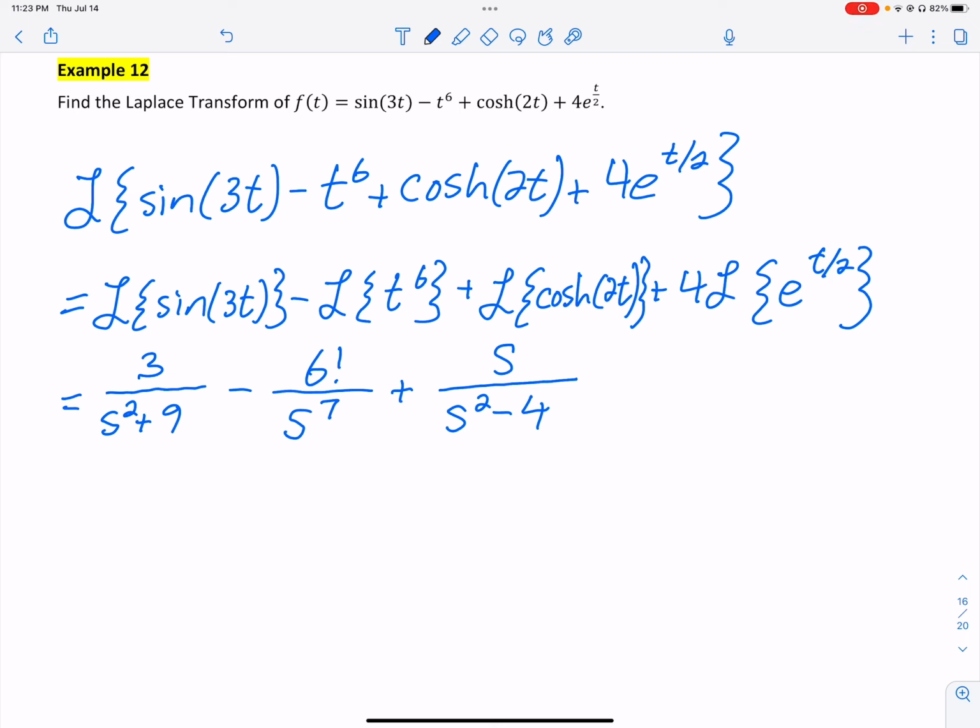Right, and then the last thing there, we have that 4, so we'll keep a 4, and then it's going to be over s minus 1/2. It's the number in front of t. That's it. That's the Laplace transform. This is where I want you to be, is that you can do that.